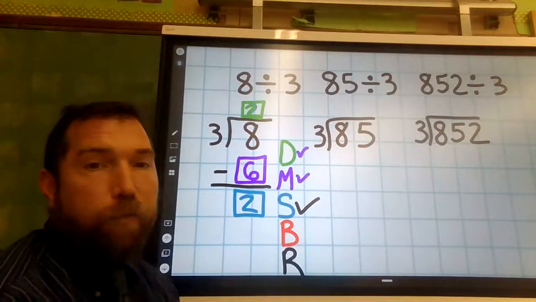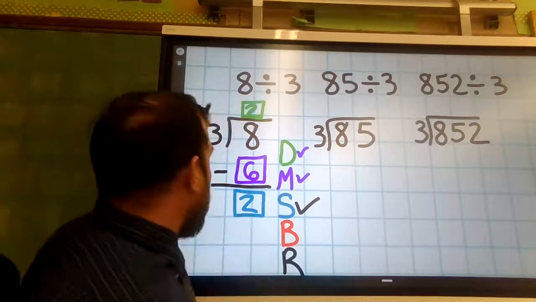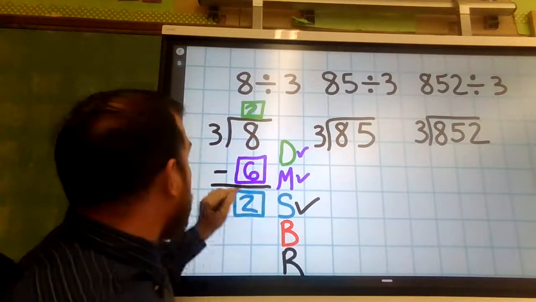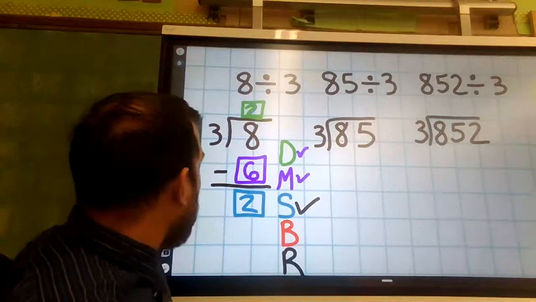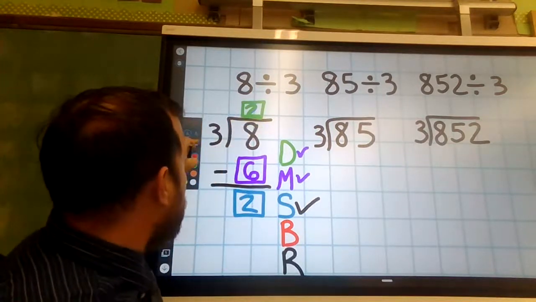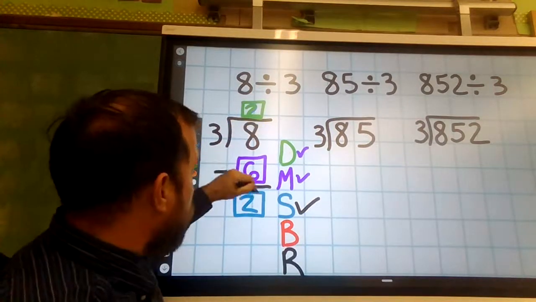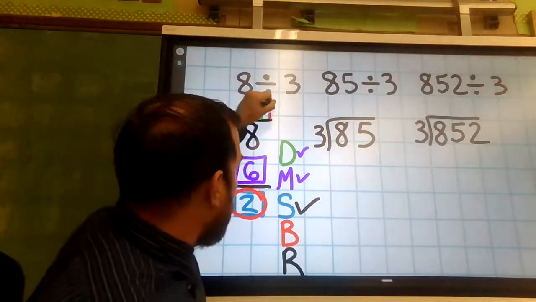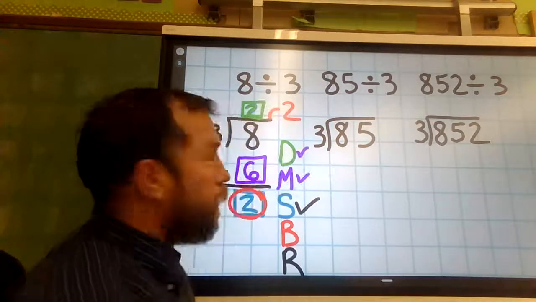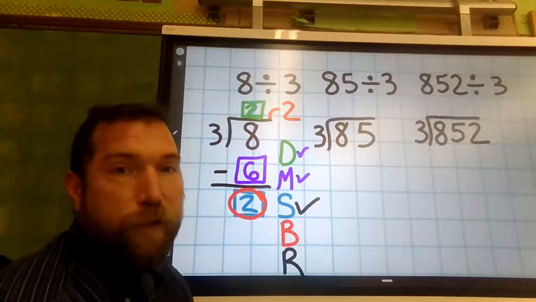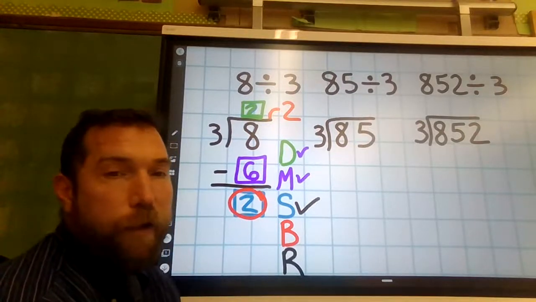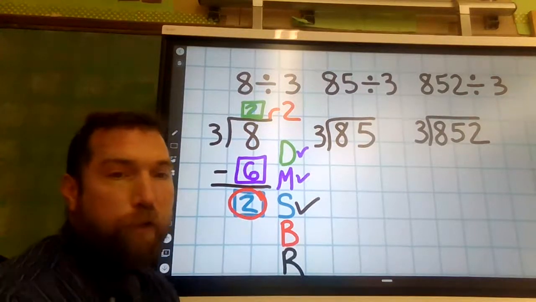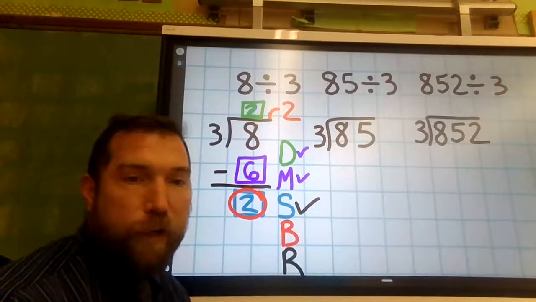Okay, and then that would be it. There's nothing else to bring down here. There's no red to bring down. Normally we would bring down the next piece. There isn't one. So this then becomes my remainder. So we did 2 groups with 2 kids left over. That's going to be important for the next one. I'll pause it and get that all set up to show you.